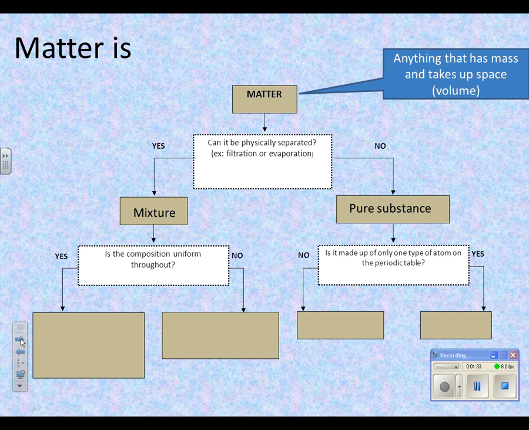Once you decide that it can be physically separated, you have to look at it and see if it looks the same throughout the entire piece of matter that you're dealing with. If it does look the same, if it has that uniform composition, it's called a homogeneous mixture. Those would be things like sodas and salt waters. If it does not look the same, if it does not have that uniform composition, it's called a heterogeneous mixture.